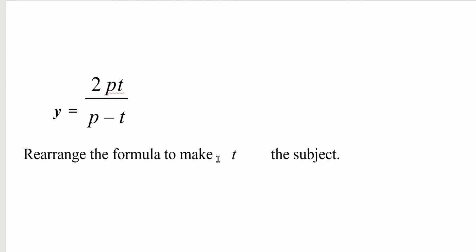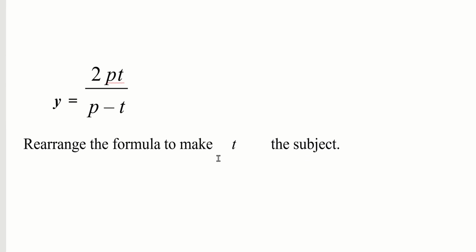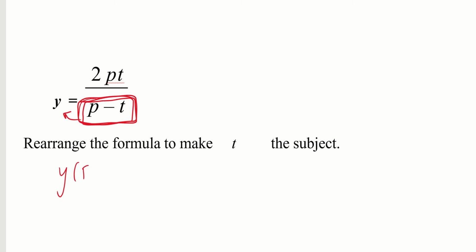Alright, give it a go, pause the video. Assuming now you've done it, let's have a look. Really, the only thing I need to make, they want t the subject, alright. The only thing I can do, I can't pull apart this denominator piece by piece. It's one whole denominator. The only option I have is to get rid of that denominator, take it at the other side. When I take it to the other side, what do? I multiply.